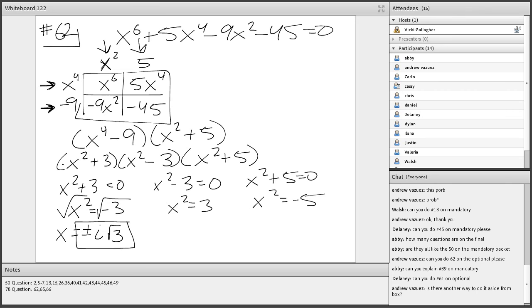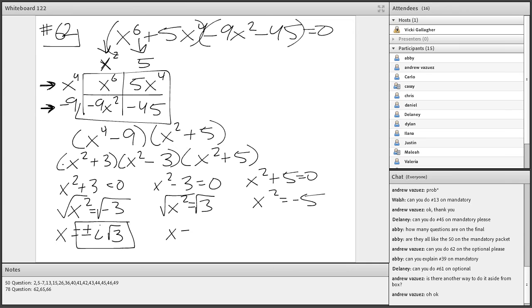You can do guess and check and synthetic division, but the box is faster. Or you can do factoring by grouping if you prefer factoring by grouping, like this. I would not suggest guess and check just because that does take a very long time to do. I will say too though that some of the problems in the optional packet were really difficult. This is probably more difficult than a problem will be on the final.